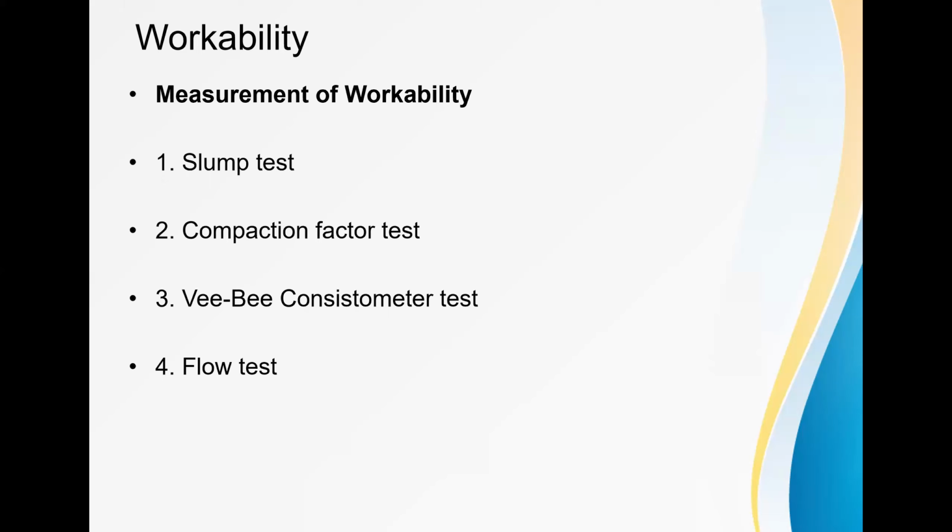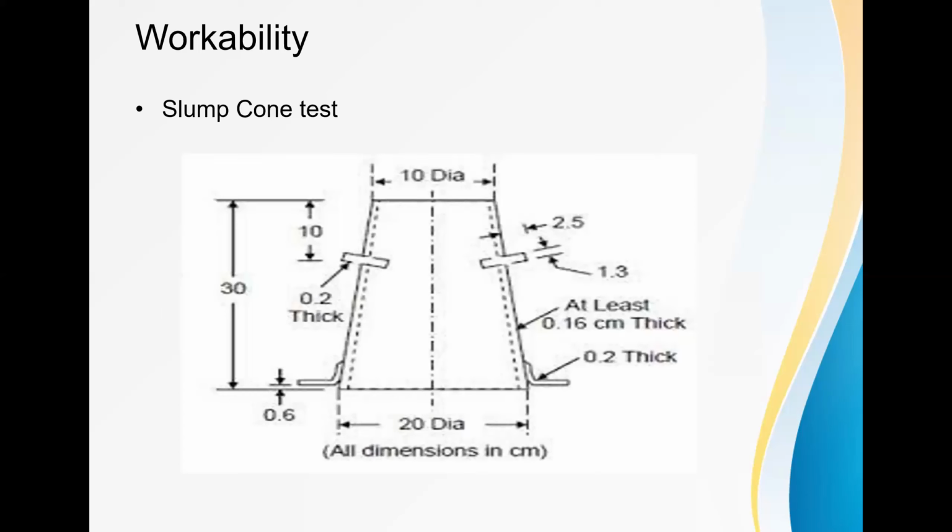Then how do we measure the workability of the concrete? First is the slump cone test. The slump test is a widely used method to determine the workability of the concrete. Second is the compaction factor test, which we can also use for measuring workability. These tests we can perform in the laboratory. The third is the VB consistometer test, which we also perform in the laboratory, and also the flow test. Let's see them one by one.